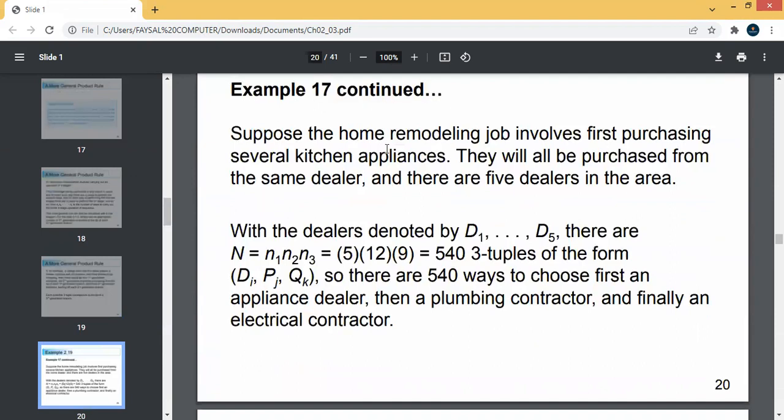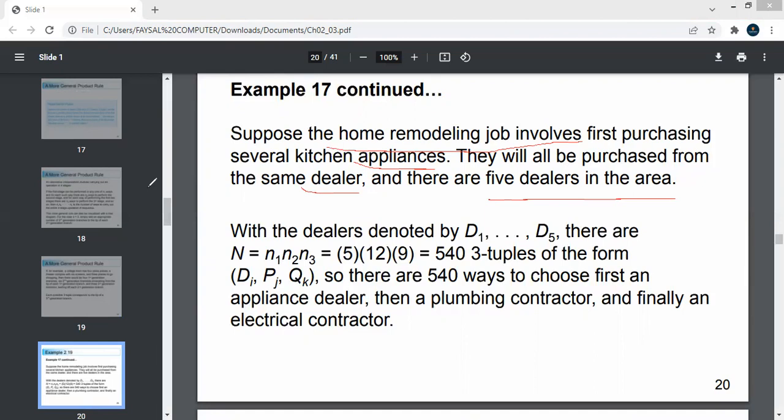Suppose the home remodeling job involves first purchasing several kitchen appliances. They will all be purchased from the same dealer, and there are 5 dealers in the area. Now let's suppose that you also have to buy the grocery items for your kitchen. Okay, so these are the kitchen appliances.